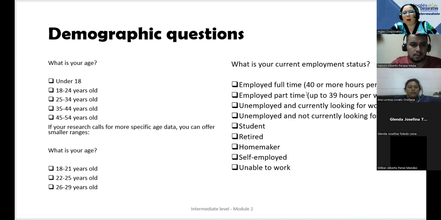Elder people. Homemaker. Homemaker es dos cosas. Usted puede estar trabajando desde su casa, ¿verdad? O puede estar haciendo, sí, trabajando desde su casa sería más bien. Self-employed, usted es su propio jefe. Okay. Unable to work, disability, ¿verdad?